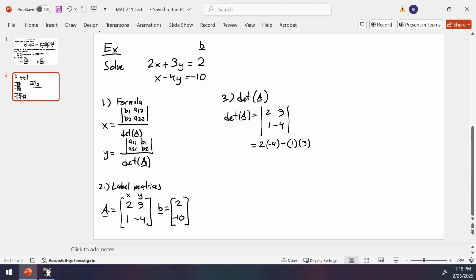I do recommend that you actually write it all out, because I've seen many students just do the mental math incorrectly, like they kind of mess up the negative sign. So just be very cautious. -8 minus 3, and I get -11.